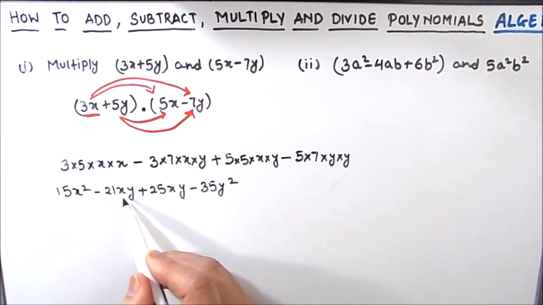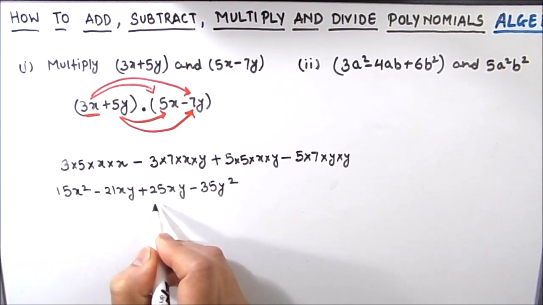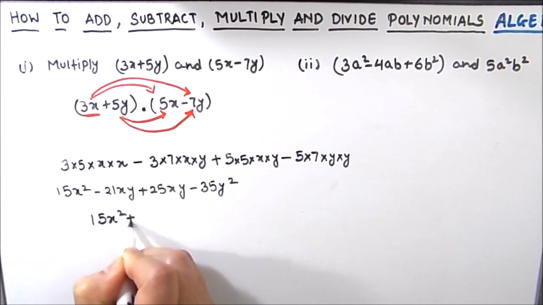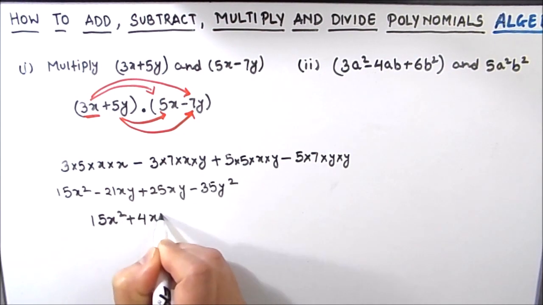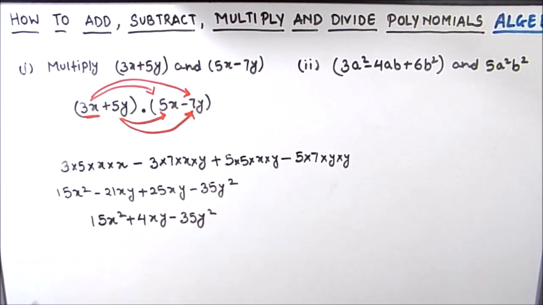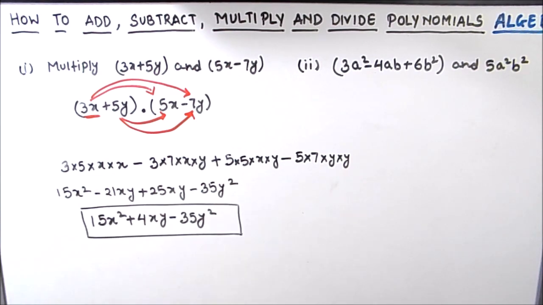Now minus 21xy and plus 25xy will be plus 4xy. So this is 15x square plus 4xy minus 35y square. This is our final answer. So this is how we multiply polynomials.